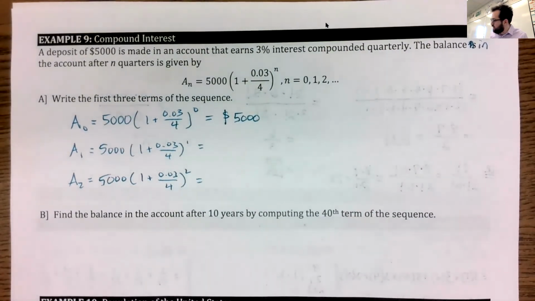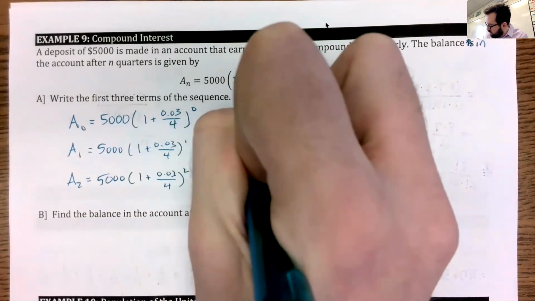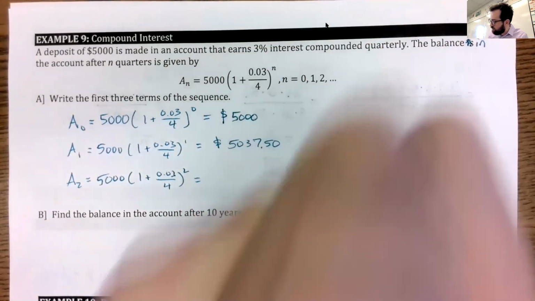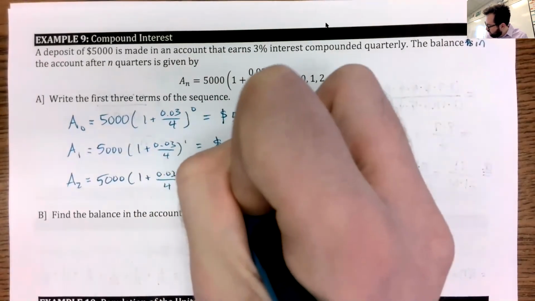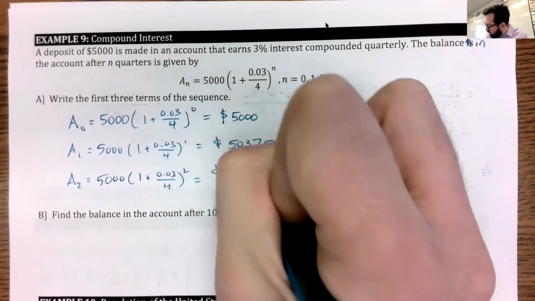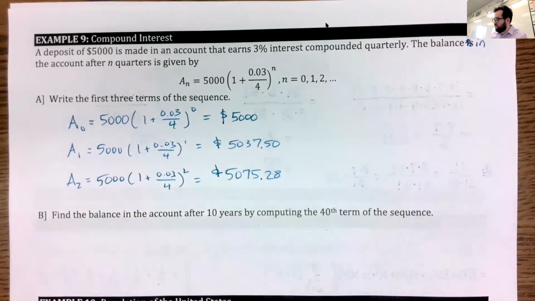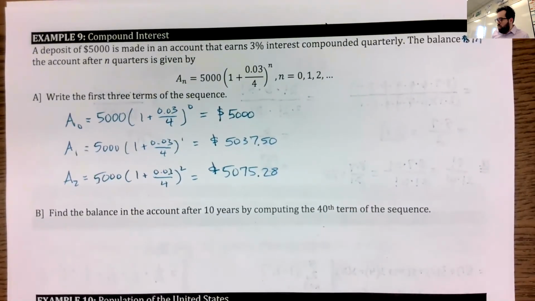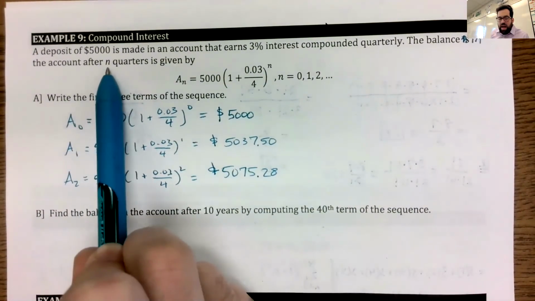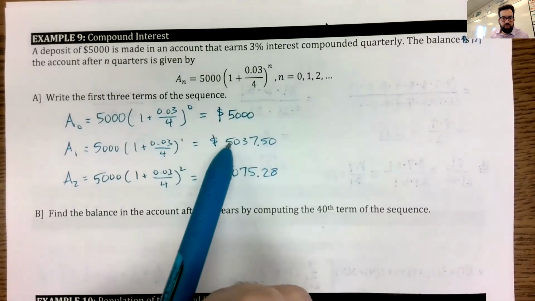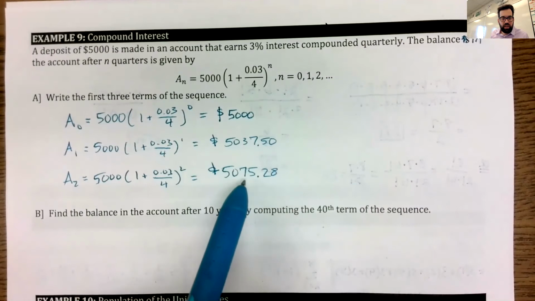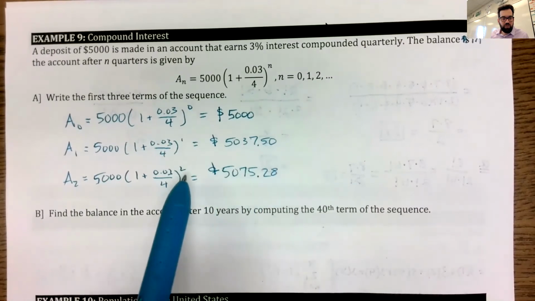For the second one, we're raising that parentheses to the first power. I've already typed this into my calculator, and I get $5,037.50. And for the third one, I'm going to get $5,075.28. And you can see that it's after n quarters. So this is going to be after 1 quarter and after 2 quarters. We're making 75 bucks total after 2 quarters.